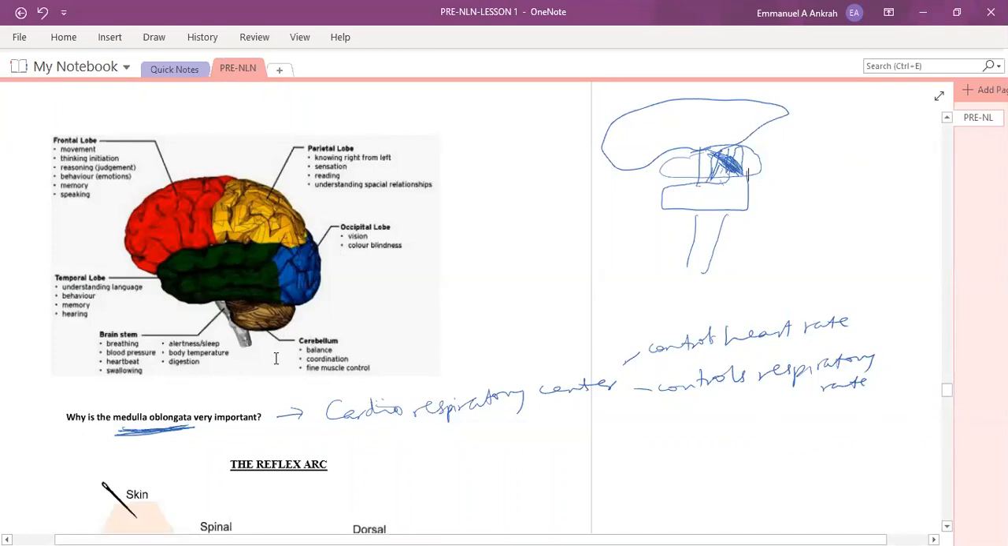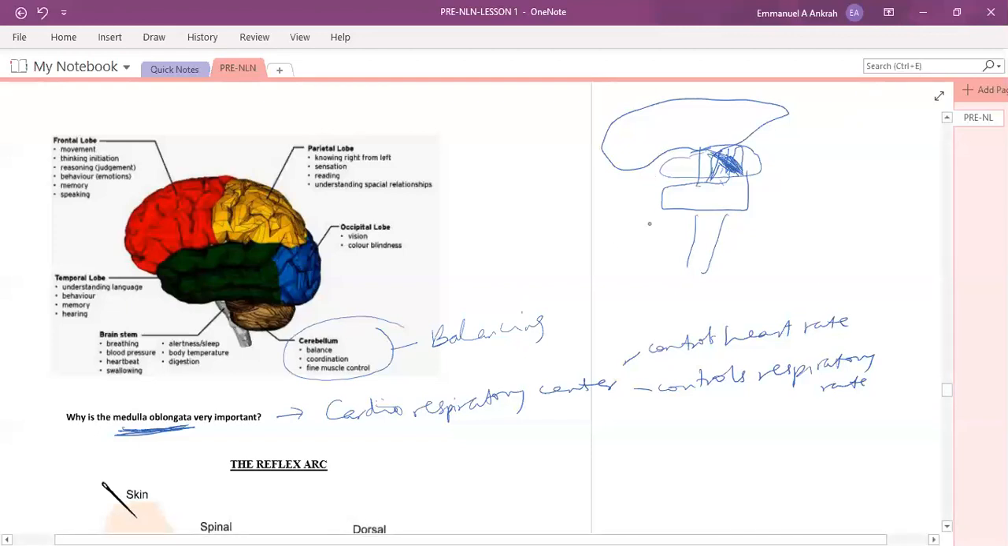And then one more thing, remember the cerebellum? The function of the cerebellum, again, balancing. Keyword, balancing and coordination. So keyword is balancing. So cerebellum for balancing. Okay. So those are three key things.